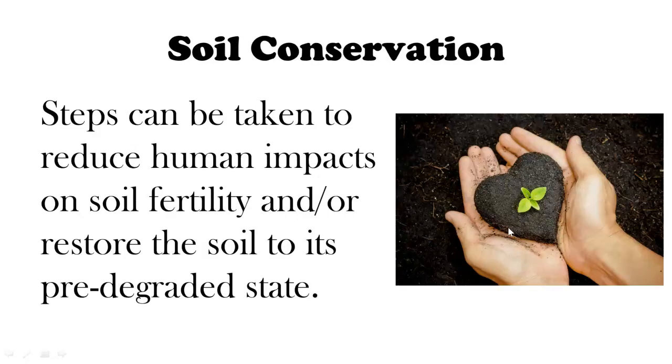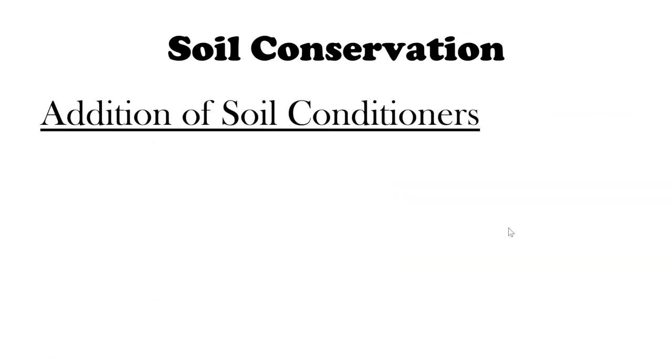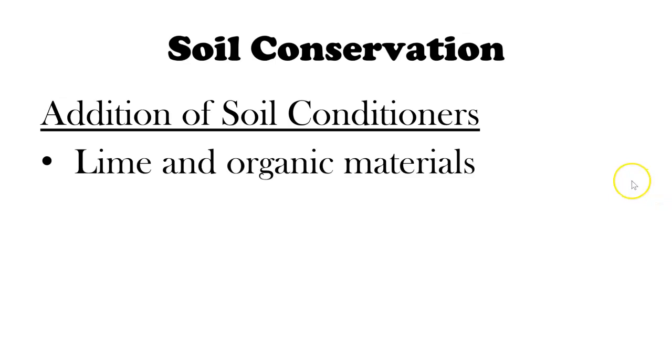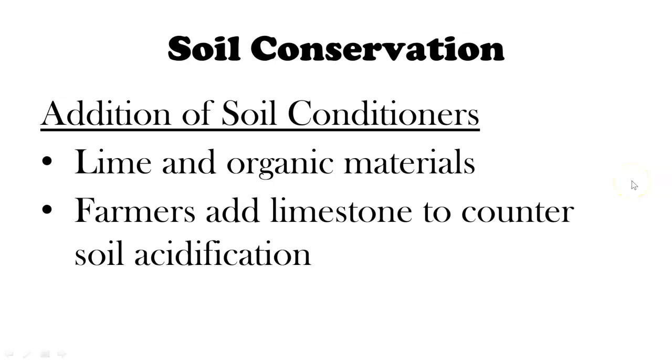Next, we're going to move on and talk about soil conservation. We can take steps to reduce human impacts on soil fertility and or restore the soil to its pre-degraded state. So next, we're going to talk about a variety of measures that can be taken to conserve soil and soil nutrients. The first practice is the addition of soil conditioners. This often includes adding lime and other organic materials to the soil. The lime is often in the form of crushed limestone or chalk, and the purpose of this is to raise the pH and counter soil acidification.